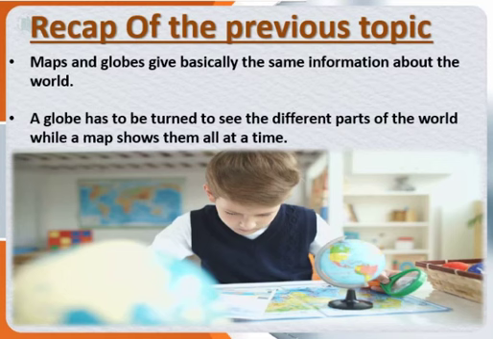Students, before starting our new topic, let's have a quick recap of our previous topic. Maps and globes give basically the same information about the world. A globe has to be turned to see the different parts of the world, while a map shows them all at a time.